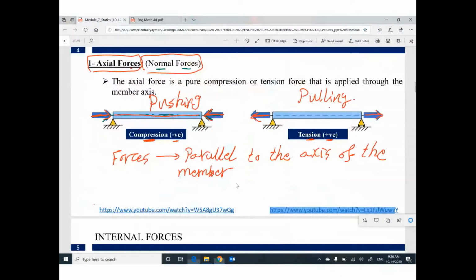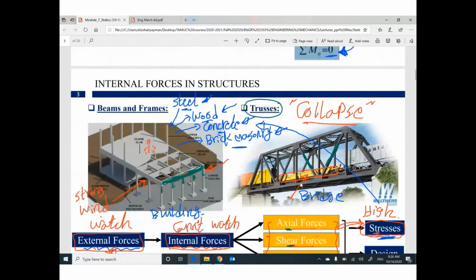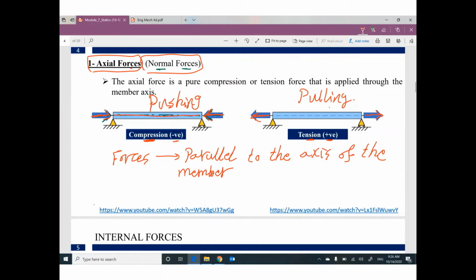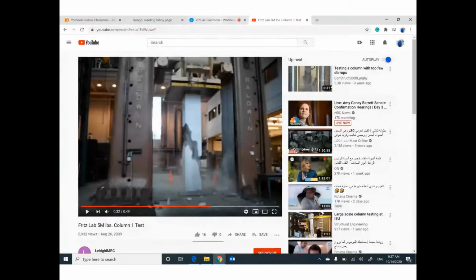So guys, probably you remember in a structure like this, you have a force trying to push this member or trying to pull this member. But in both cases, these forces are parallel to the member itself. If this force is pushing, it is compression. If this force is pulling, it is tension. Any question so far? Anybody has any question?